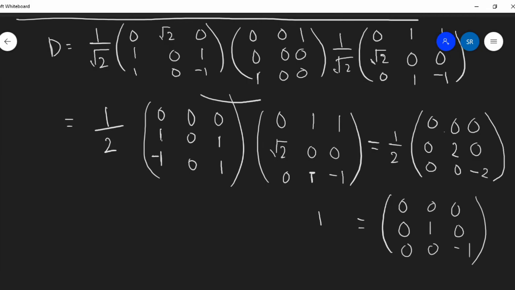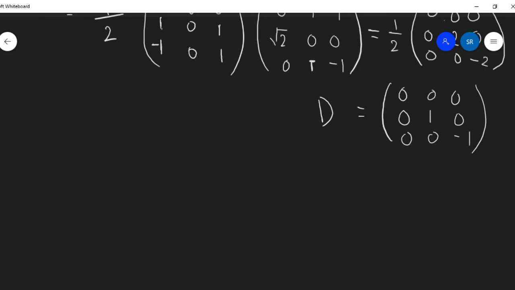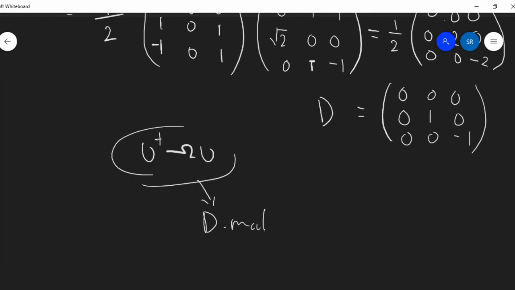So they told us to verify, or prove, that this thing is a diagonal matrix. This gives us a diagonal matrix. And yes, we just proved that this is a diagonal matrix. This thing gives us a diagonal matrix. So we are done.